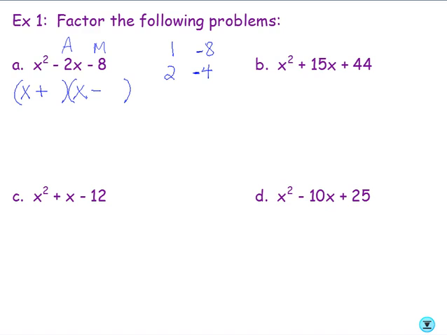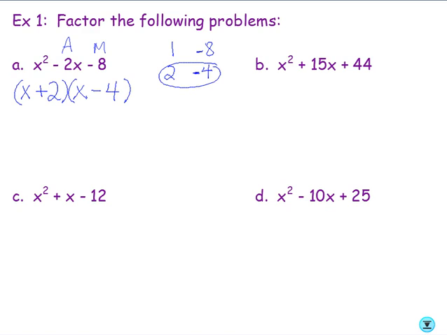Now we need to figure out which pair adds to give us a -2. 1 plus -8 is -7. That doesn't work. 2 plus -4 is -2. That is your pair that works. So then we come over here to the parentheses, and we put the 2 where the plus sign was, and we put the 4 where the minus sign was. And that is a done problem.